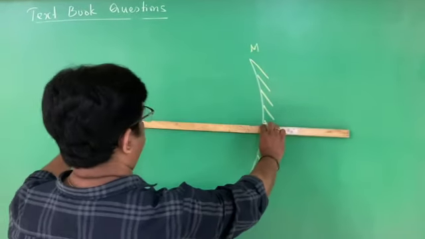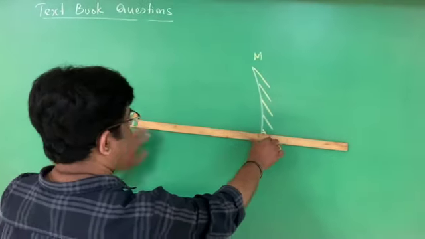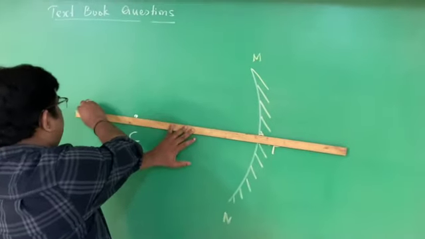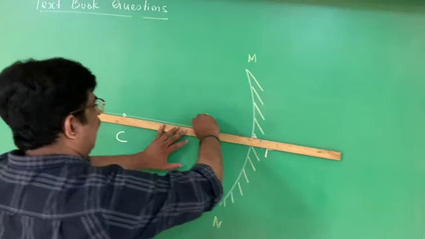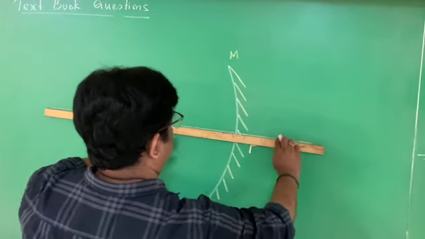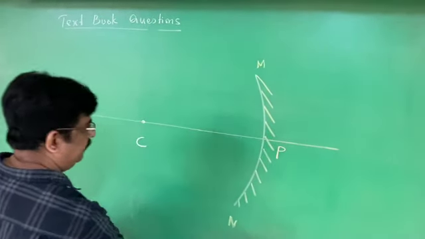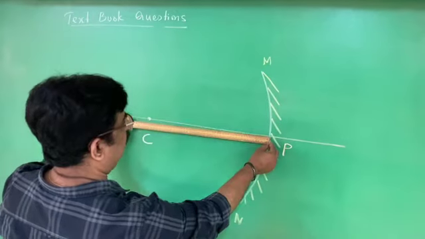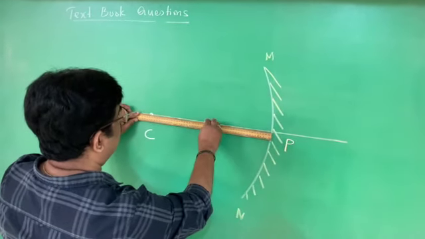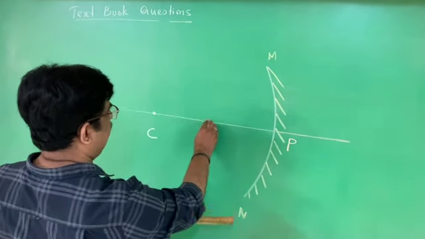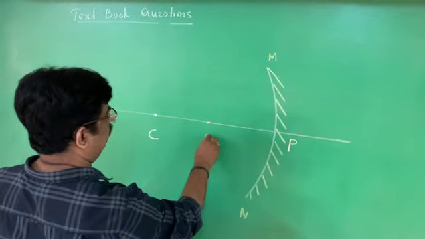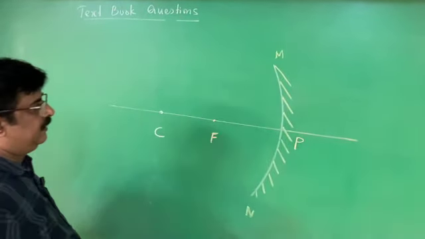Now I join P and C and extend to get the principal axis. Principal axis I got. Now I am going to identify the midpoint of PC. The midpoint of PC is somewhere here. It is F, the principal focus. This is the basic.